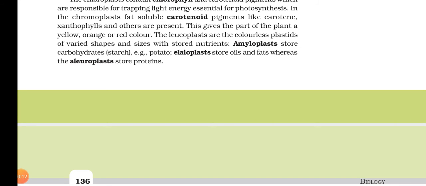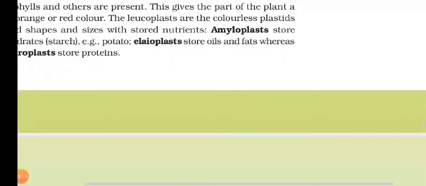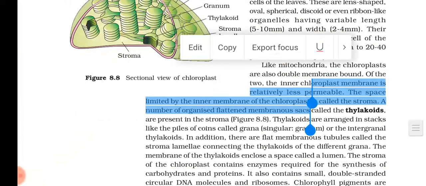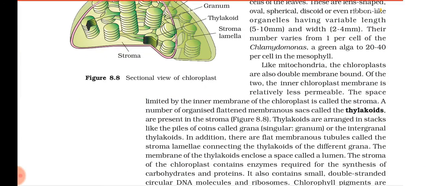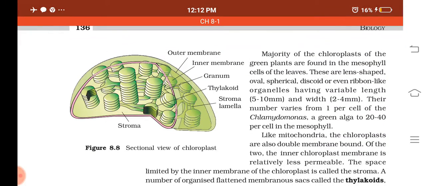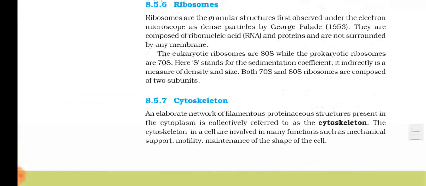So in the previous videos we have studied various organelles that are part of the endomembrane system, and we have also studied the structure of mitochondria, chloroplast, their functions, etc. We have also studied the ribosomes. So today we are going to study the cytoskeleton.